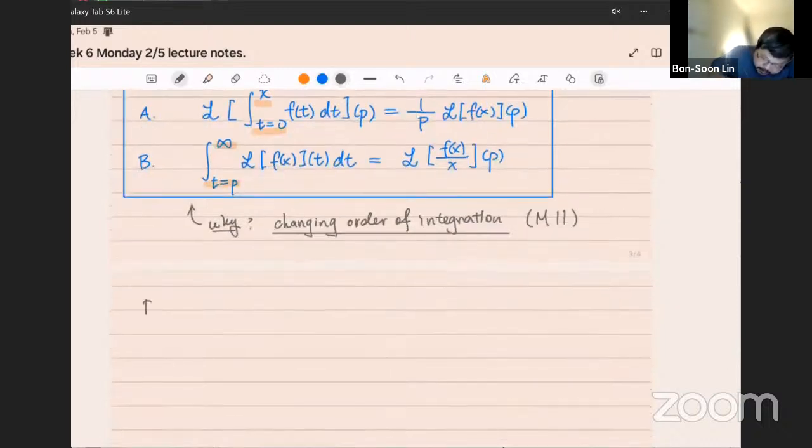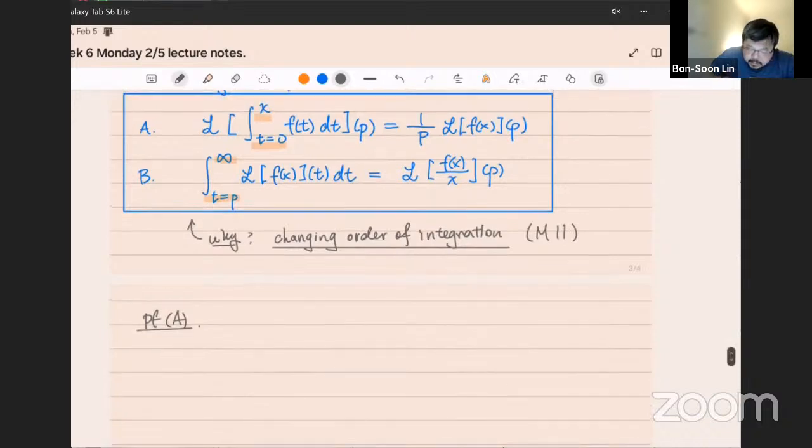So, proof of A. Let's calculate the Laplace transform of this integral. And this idea of changing the order of integration is certainly something you will see or have seen in Math 11, so I'm not too sad to show you this.